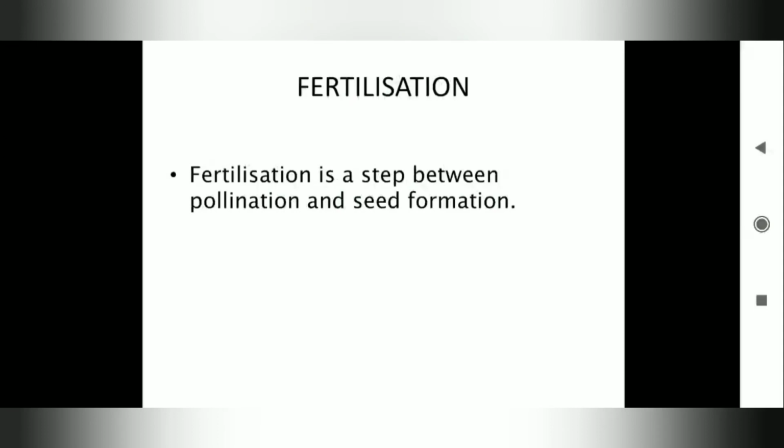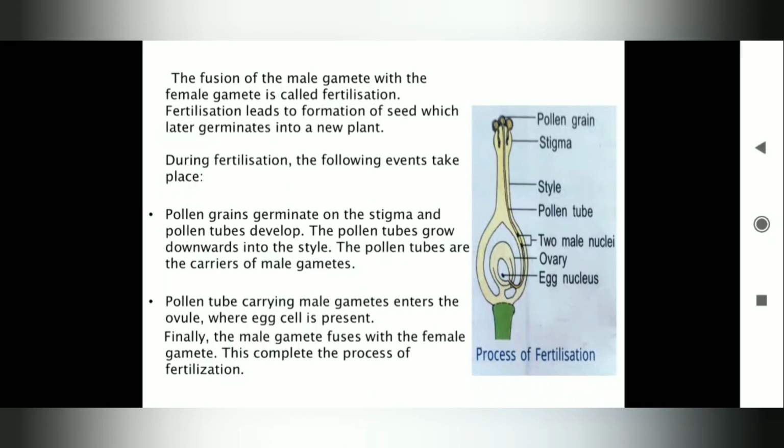Fertilization. Fertilization is a step between pollination and seed formation. The fusion of the male gamete with the female gamete is called fertilization. Fertilization leads to formation of seed, which later germinates into a new plant. During fertilization, the following events take place.